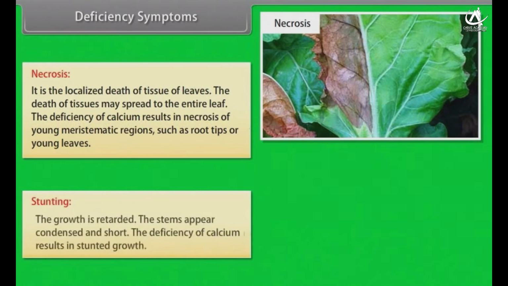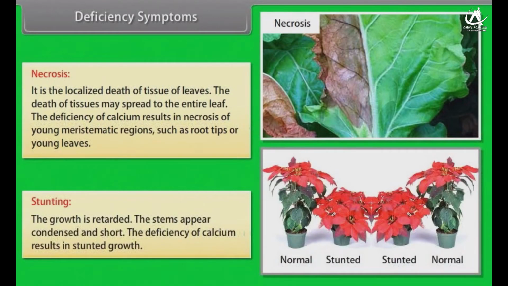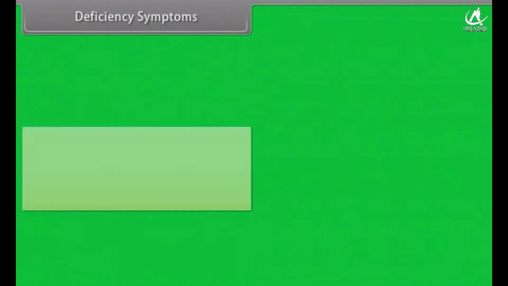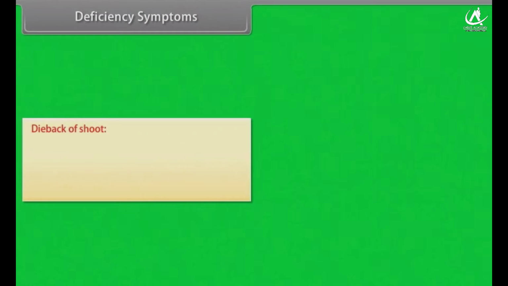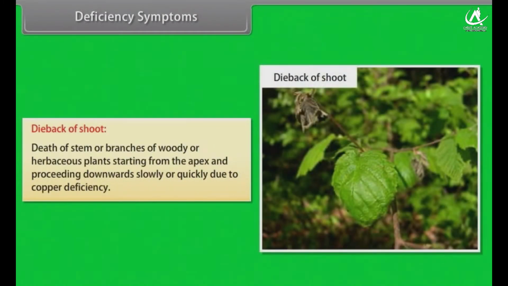Stunting. The growth is retarded. The stems appear condensed and short. The deficiency of calcium results in stunted growth. Dieback of shoot. Death of stems or branches of woody or herbaceous plants, starting from the apex and proceeding downwards slowly or quickly due to copper deficiency.